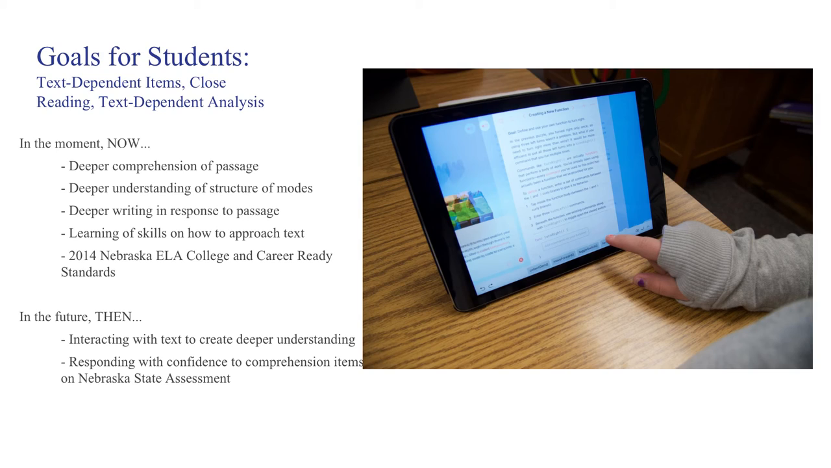Now, we know that today, in this moment right now, the purpose of this webinar is to teach you, the teachers, and the students the skills on how to approach text. And then we also know that with the revision of the 2014 Nebraska ELA College and Career Ready Standards, it calls for us to be skillful at all grade levels, K through 12, in text-dependent analysis. So if that's what we need to do in this moment right now, in the future, then we need to be able to have, as instructors or teachers ourselves, and our students need to have the skill of interacting with the text in order to create a deeper understanding. So we also want our students to be able to respond with confidence to the comprehension items or the text-dependent items on the Nebraska State Assessment.